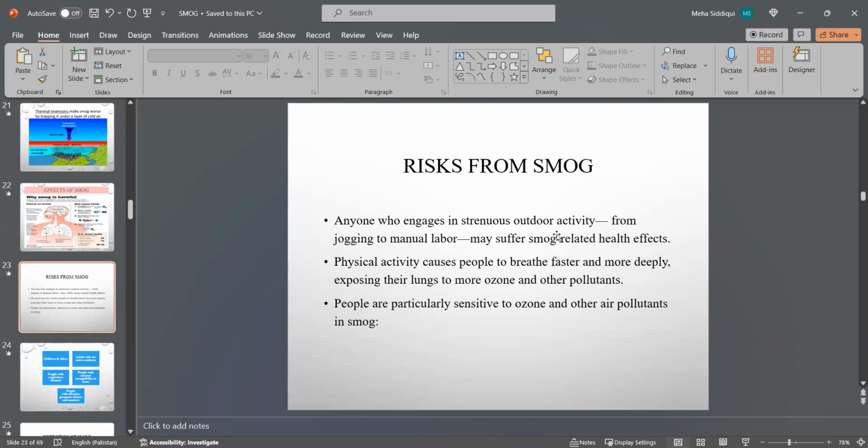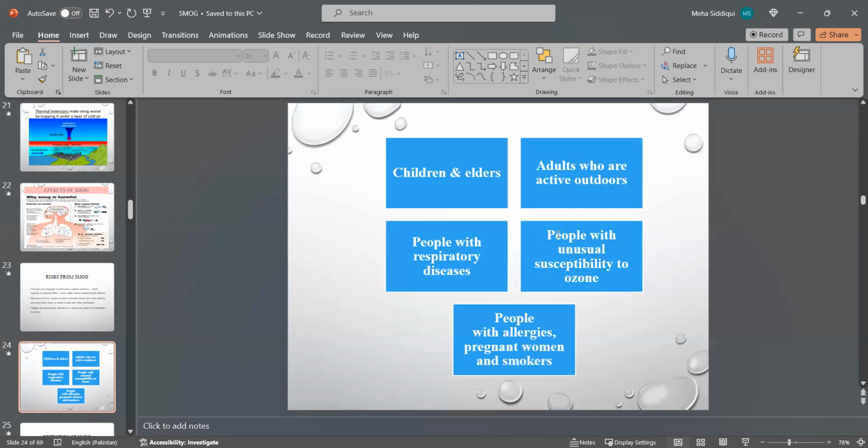Some people are particularly sensitive to ozone and other air pollutants in smog. And the people that are mostly affected are children and elders, and adults who are active outdoors. Also affected are people with respiratory diseases, people with unusual susceptibility to ozone, people with allergies, pregnant women, and smokers.